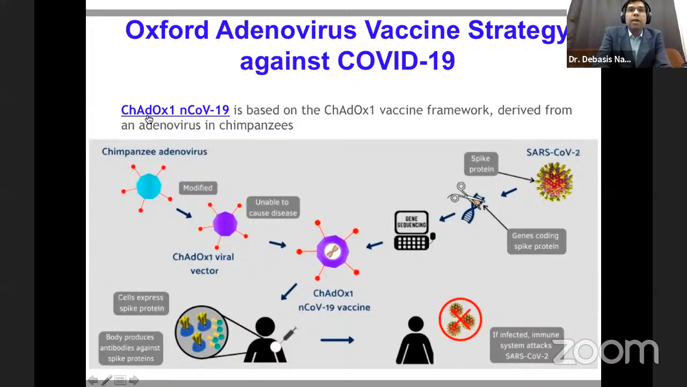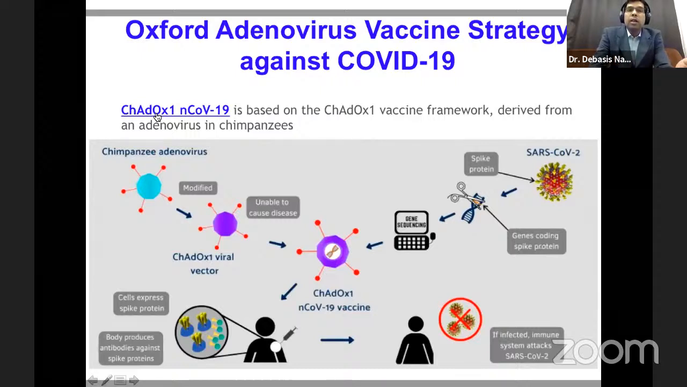We took a monkey virus, deleted the genes, and put your spike protein inside it. As a result, we made a vaccine candidate called ChAdOx 1. ChAdOx 1 in COVID-19 is the so-called copyright name of this. It was developed in Oxford and AstraZeneca was funding that project. After they developed this, the Serum Institute of India, which is in Pune, is manufacturing it in bulk.